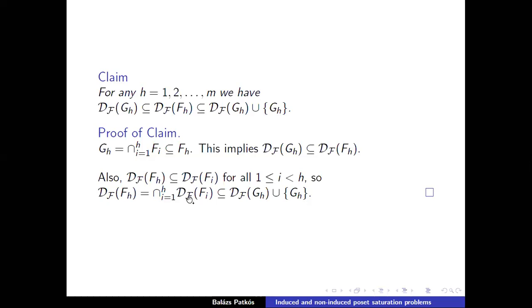the downsets of the first h sets. And because G sub h is just the intersection of all the F sub i's, whatever is below all the F sub i's is below G sub h. Below means that it can actually be equal. So the only thing missing from here is G sub h itself. This finishes the proof of this claim.